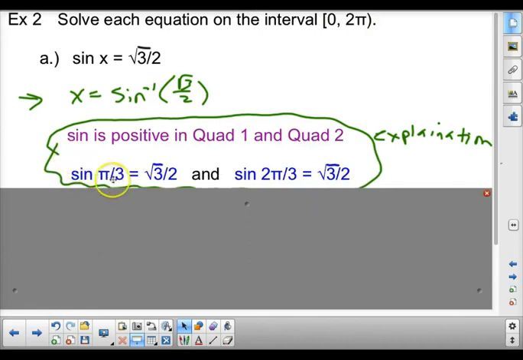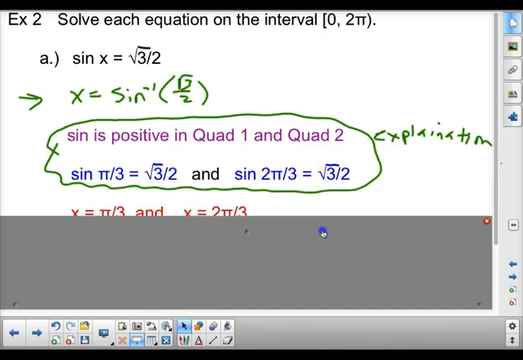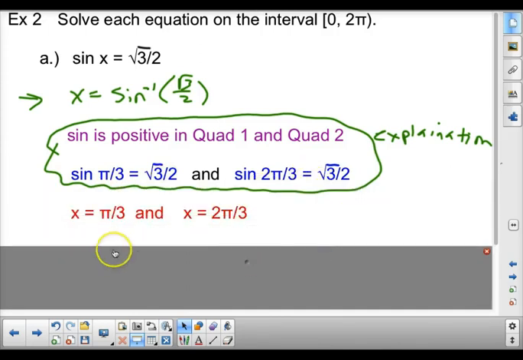And the sine of pi over 3 is equal to the square root of 3 over 2, and the sine of 2 pi over 3 is equal to the square root of 3 over 2. Therefore, my solution is x is equal to pi over 3, and x is equal to 2 pi over 3. If I only thought about the inverse sine, I would have only gotten this answer here, but I have to make sure I find all the solutions on the interval from 0 to 2 pi.